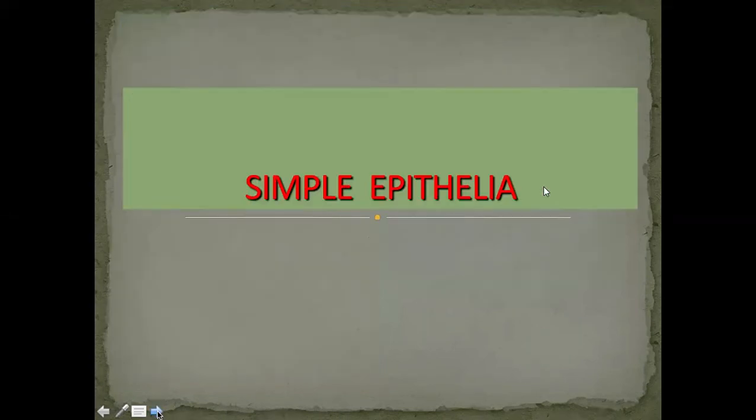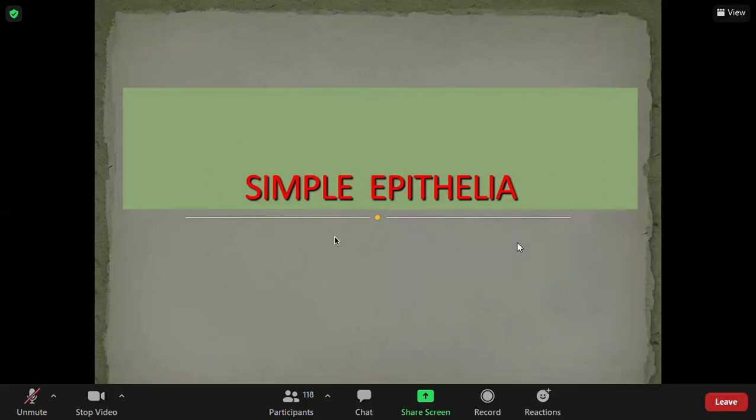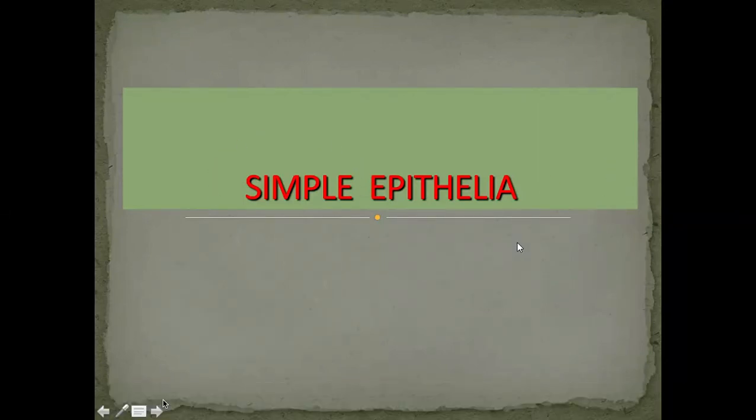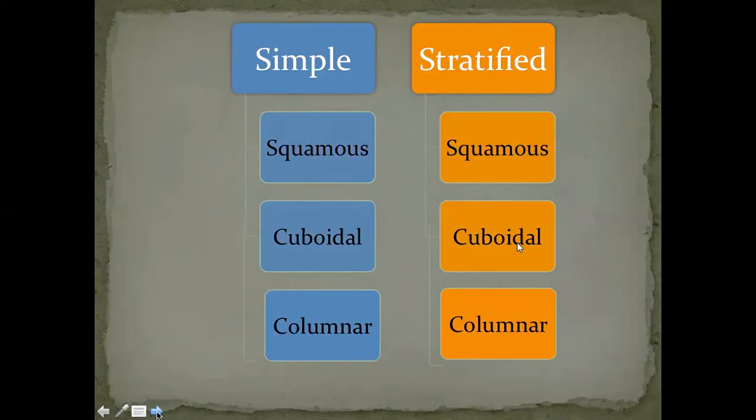So let's go first to the simple epithelia. So pag simple epithelia, ano ibig sabihin ng simple? One cell layer. Okay, very good. So only one cell layer. Okay. So under simple, we have one layer of squamous, we have one layer of cuboidal, we have one layer of columnar. Okay?